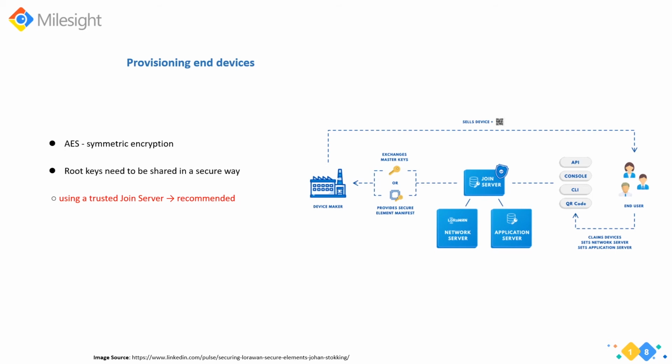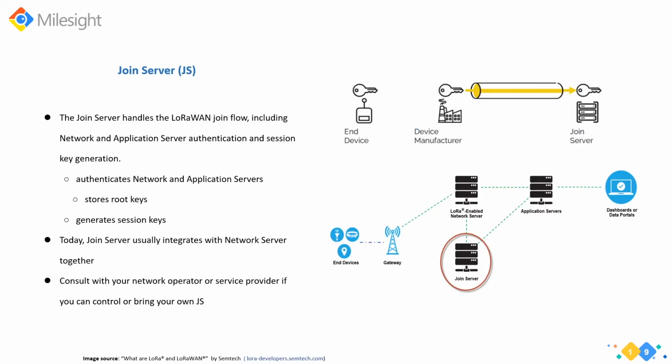So as a manufacturer, we recommend you can try the join server. That's the join server, a dedicated server for handling the activation part on the LoRaWAN network. So the network servers contact the join server for activating the end device. And the join server authenticates the network server and double checks whether the device owner really wants to activate the end device on that network server.